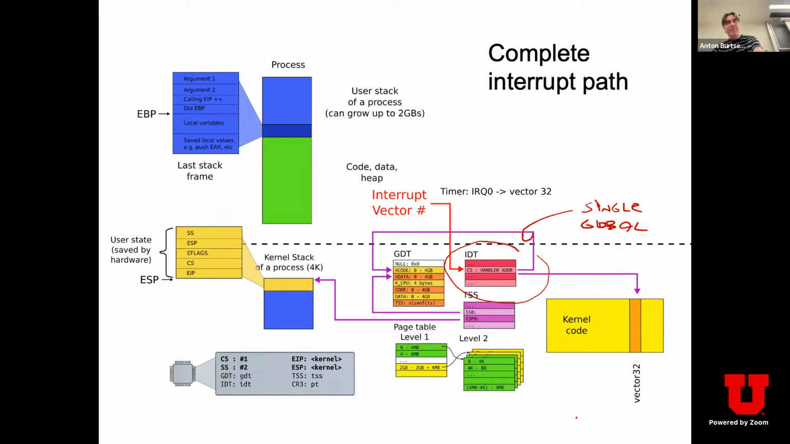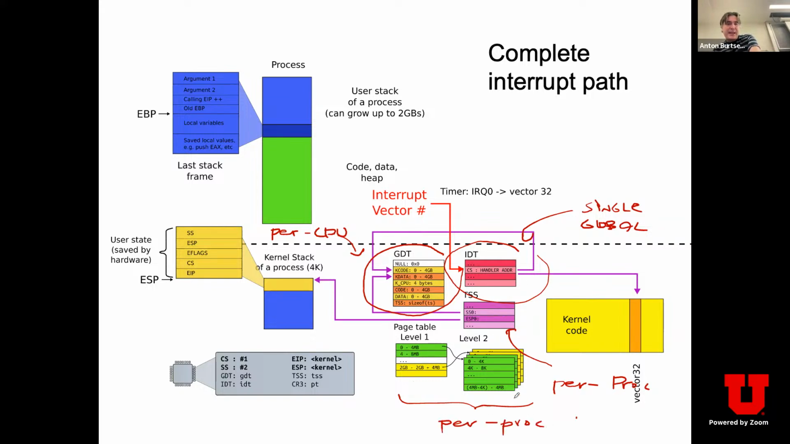So maybe let's wait for it. I say the GDT will be per physical CPU and the TSS will be per process. And a page table, of course, will be per process.